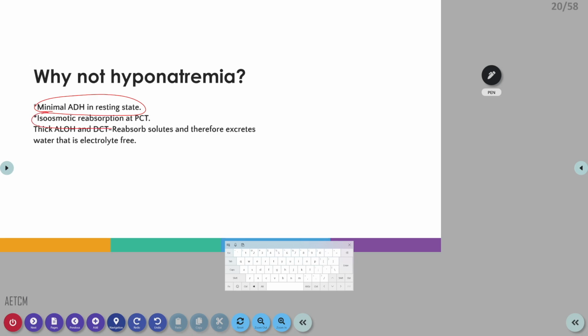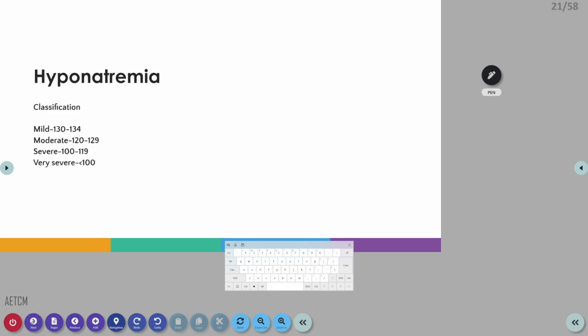Second, the reabsorption that takes place inside the PCT is iso-osmotic reabsorption. That is, an equal amount of water and sodium is absorbed. The third reason is that the thick ascending loop of Henle and the DCT will reabsorb solutes, and therefore excrete water that is electrolyte free. So these three mechanisms will prevent our body from hyponatremia.